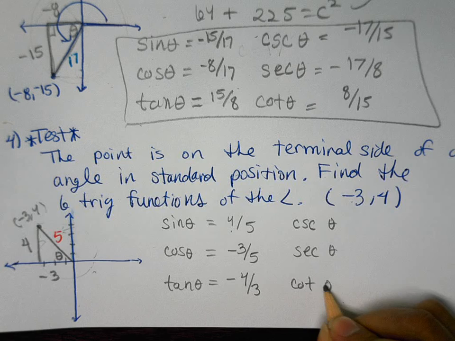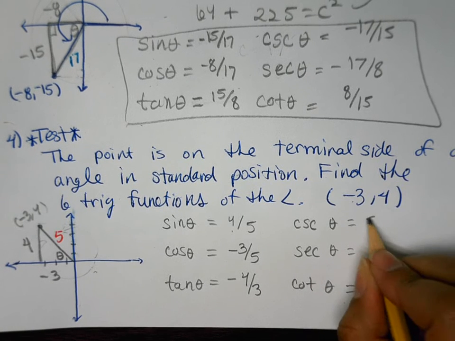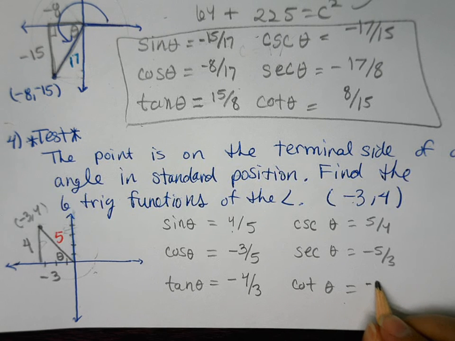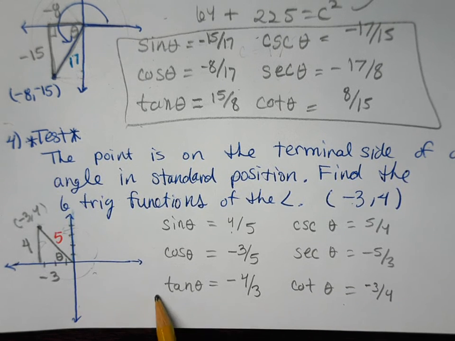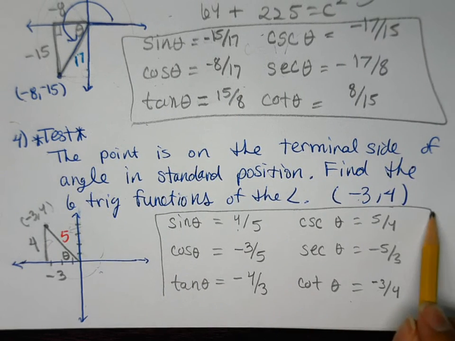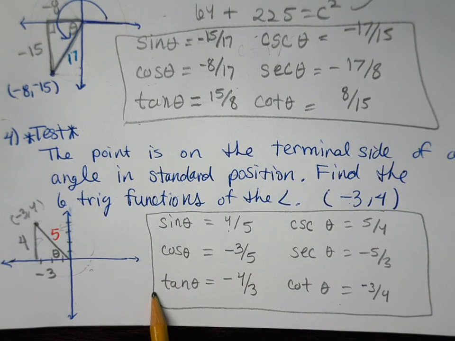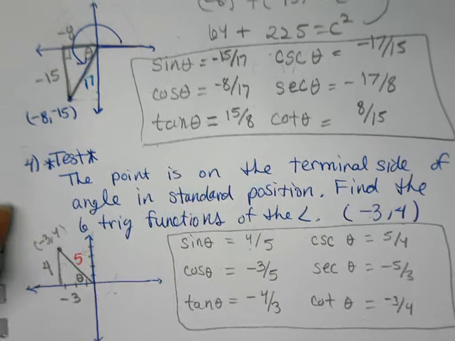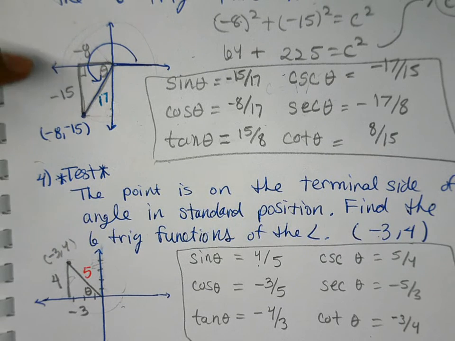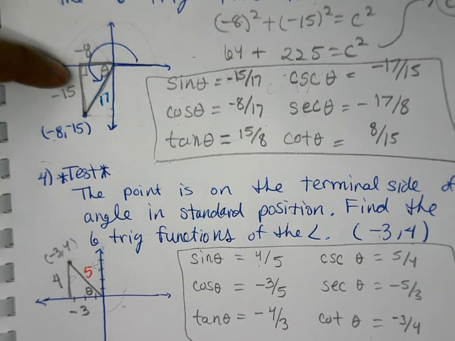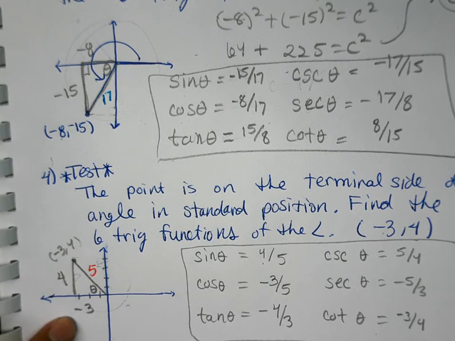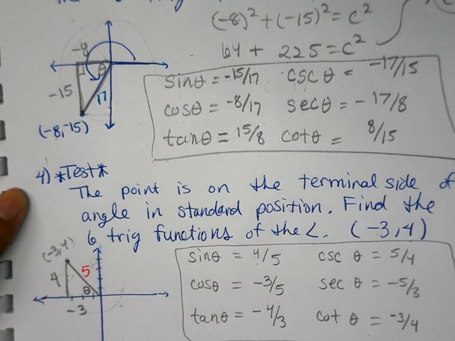All right, so we have 5/4, -5/3, and -3/4. Got it? Can anybody tell me why this one has a negative tangent and the last one had a positive tangent? Yes. The last one had two negatives cancel out. This one here had one positive and one negative that did not cancel out. Do you guys agree? All right. Any questions?